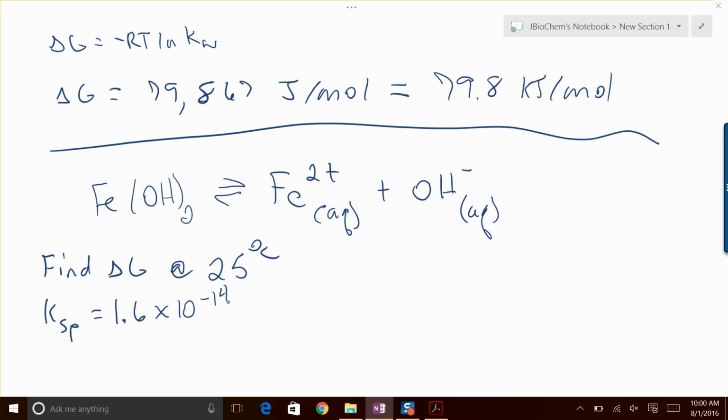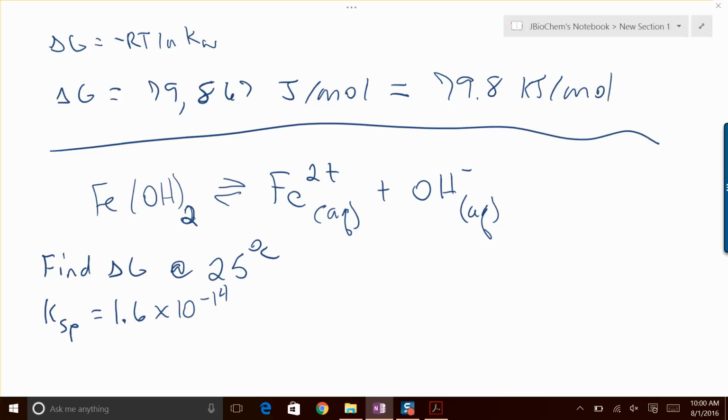Okay, so find delta G at 25 degrees Celsius. KSP is 1.6 times 10 to the negative 14. It's 2, yes. OH2. Is this what you're talking about? Yeah, those might be on the other side. Then it's going to be 2.